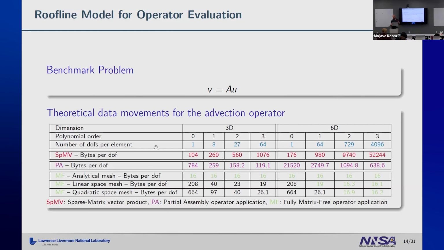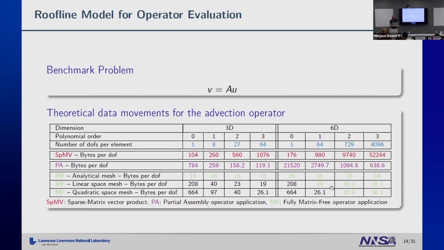In particular, if we compare partial assembly and matrix-free, an interesting aspect is that if you do fully matrix-free on an analytical mesh, the number of bytes per DOF is constant no matter what the polynomial order and whatever the dimension of the problem. So you're not moving more data if you have higher polynomial order or higher dimension. You get more computation, so you might become computation bound, you might get other issues, but as such.